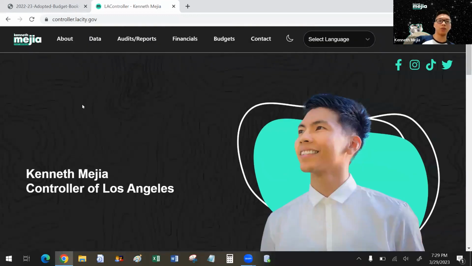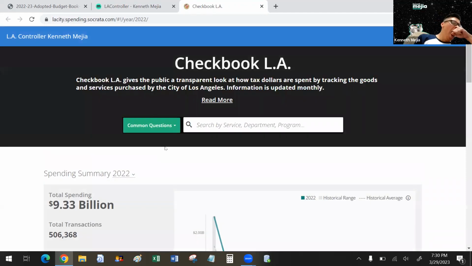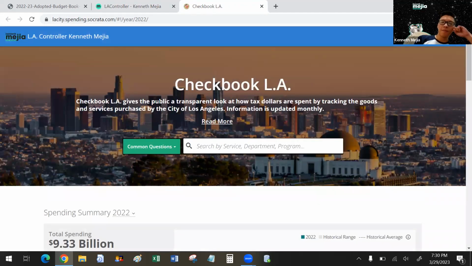You either go to data, or you could go down to here and just click on checkbook. So you click on checkbook, and this cool little function shows you a search bar, and you can pretty much type in anything. You can search for a department, how much you're spending on a certain department, a program, a vendor, whatever you want.